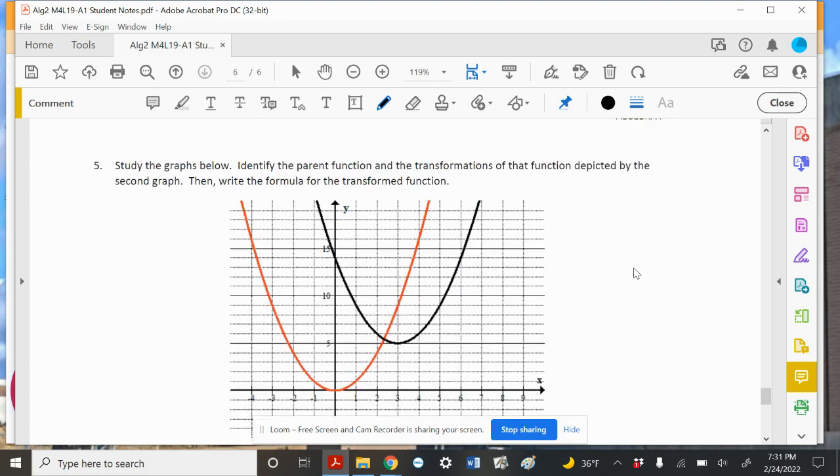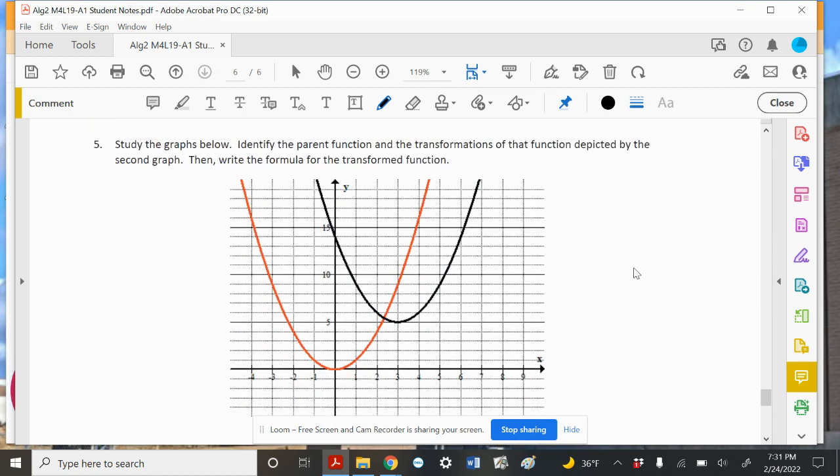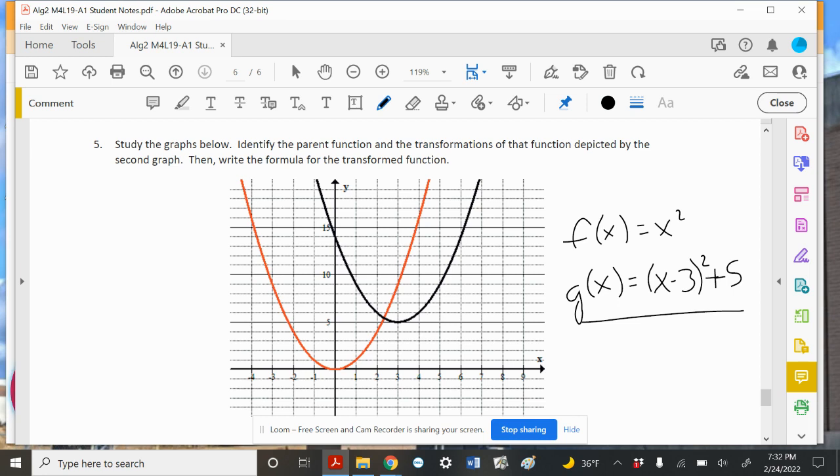Takes care of everything. In this particular case, if we're writing the actual function, it's a parabola. So the parent function is f of x equals x squared. Notice it goes up 5 and to the right 3. So that would be to the right 3, which goes inside, and up 5. And there it is. That's all we have to do. And that's it for this section.